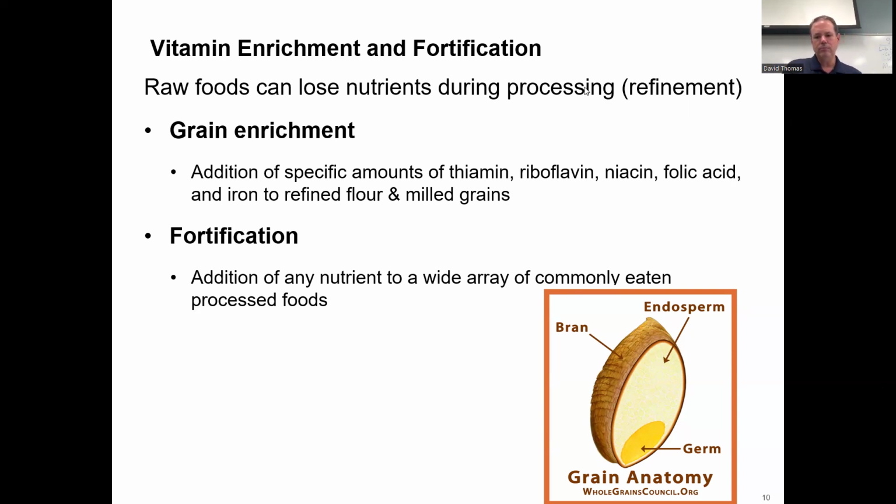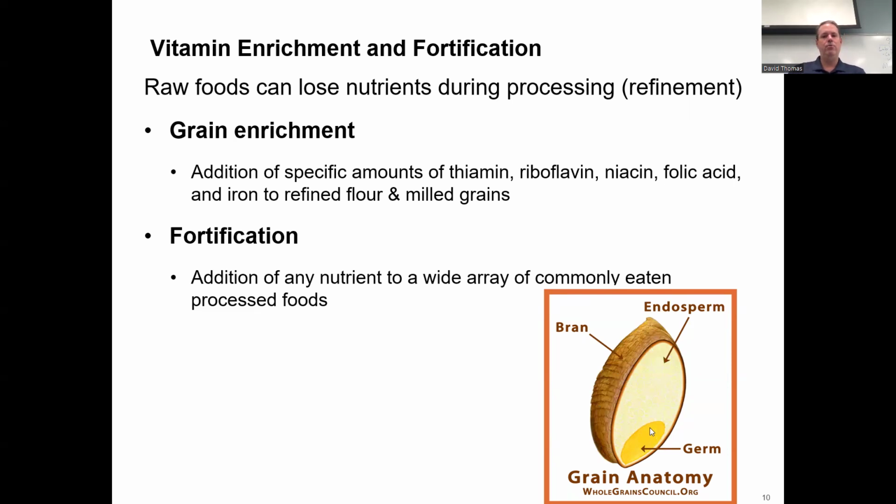So, for example, this is a little image here of a grain. This is from the Whole Grains Council website, wholegrainscouncil.org, and you can see the three main parts of a grain, like a wheat grain. The outside layer is called the bran layer. The large inner portion is called the endosperm, and then you've got a germ layer.